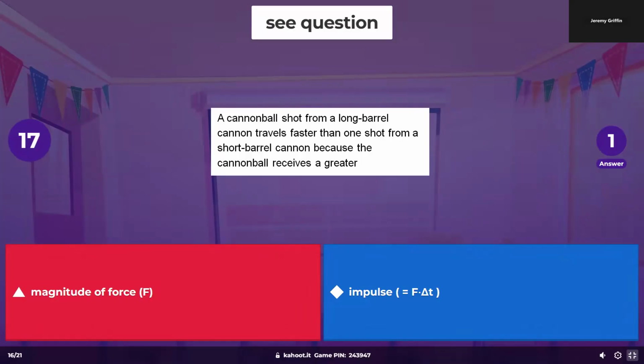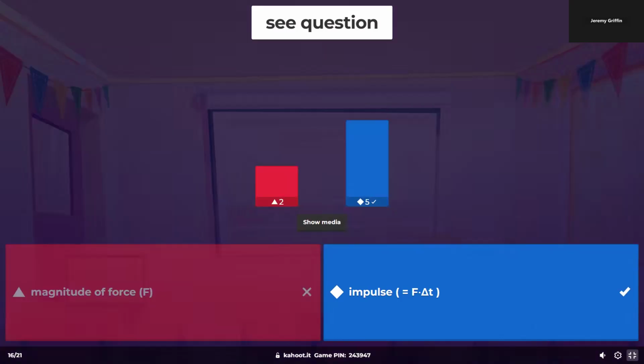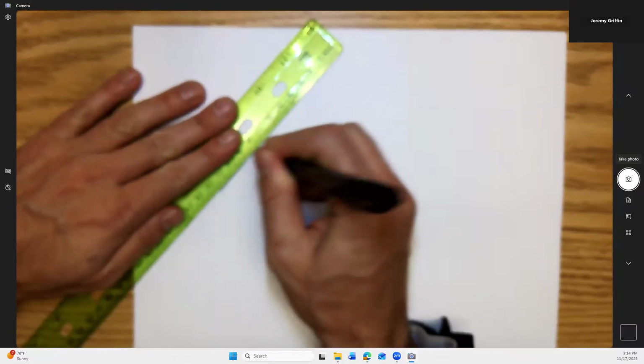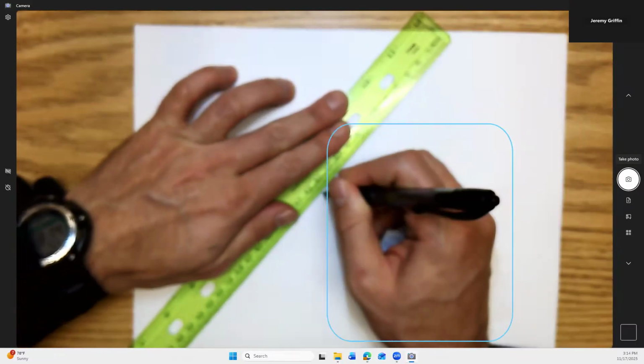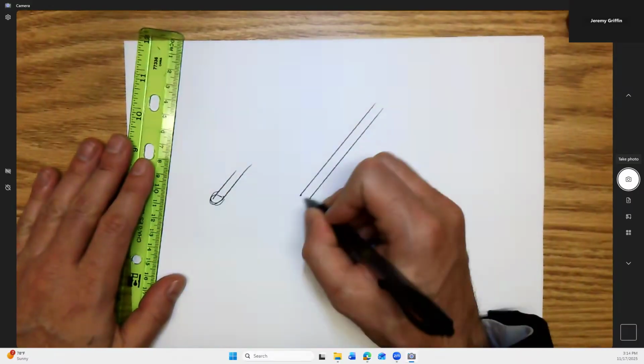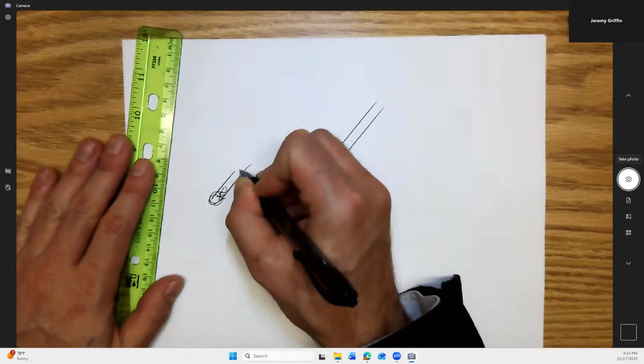A cannonball shot from a long barrel cannon travels faster than one from a short barrel cannon because the cannonball receives a greater. Yeah, impulse, right? Now, it might be an equivalent force. Maybe it's the same gunpowder and the same explosion and everything. But if it's a long barrel, that force lasts for a longer amount of time. If I draw this out, let's go short barrel cannon versus a long barrel. Okay, something like this. So some explosion here. It sends the ball.